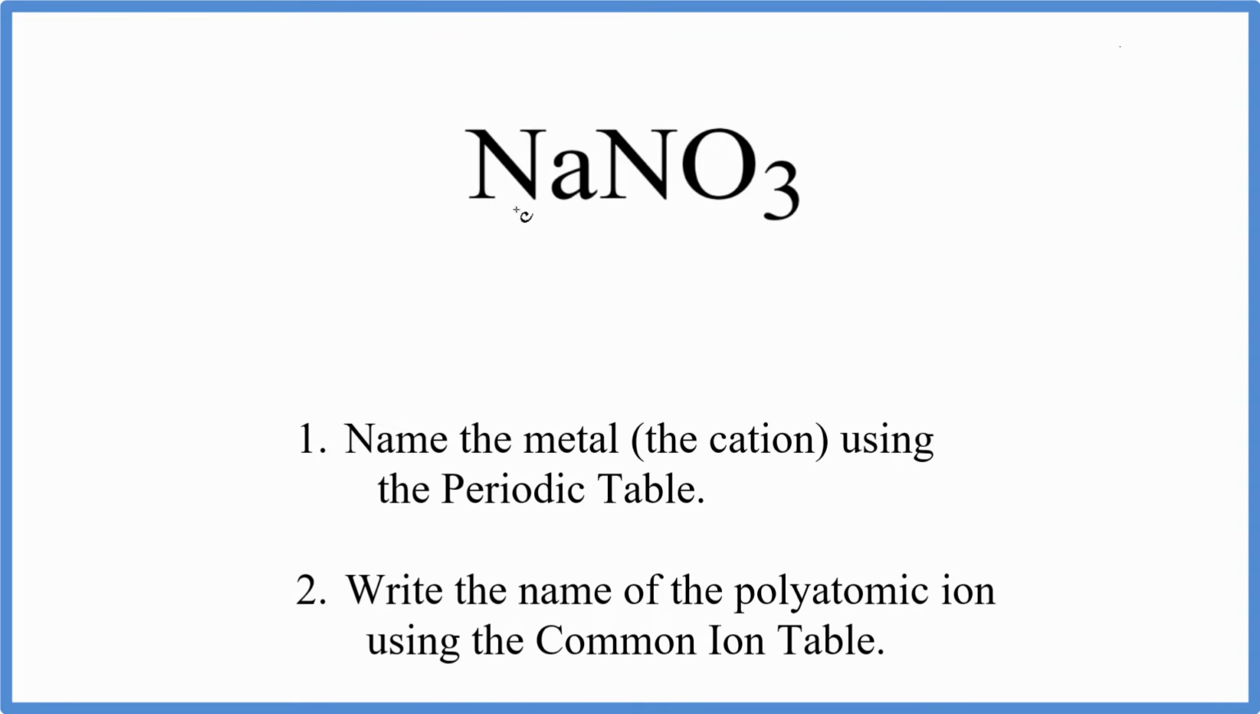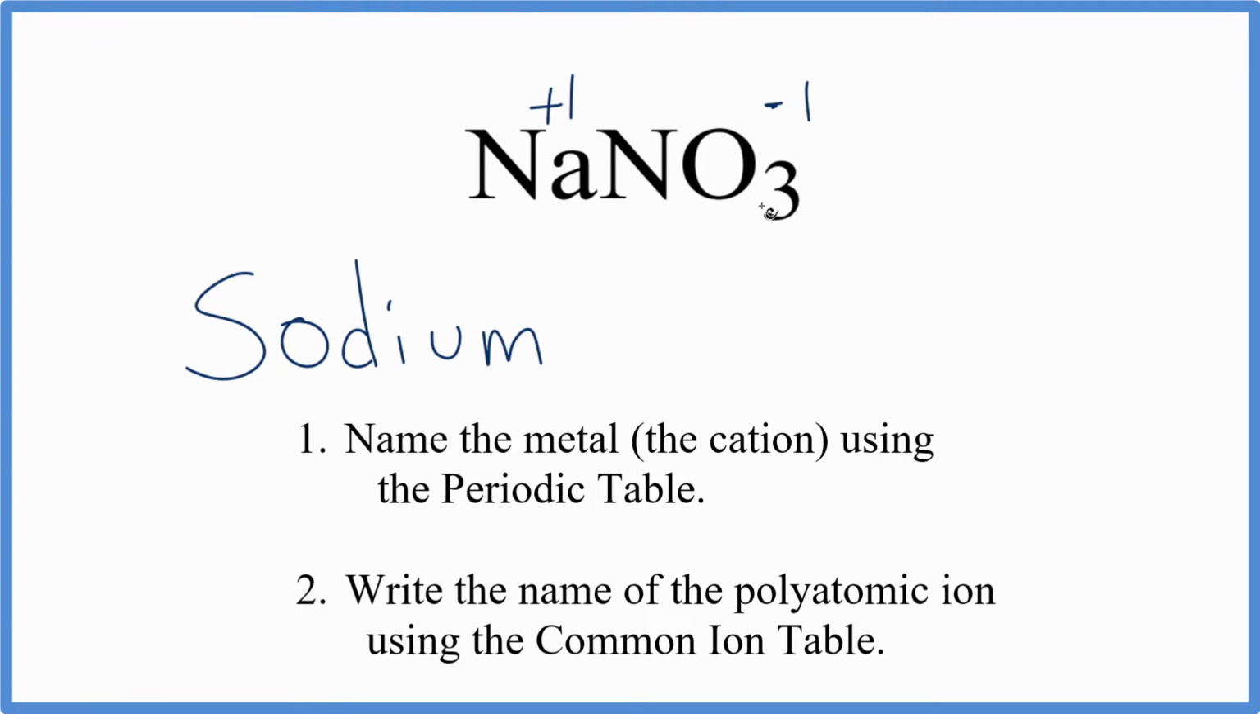So we have this metal, sodium, and then we have this group of nonmetals, this NO3. And the NO3 is the polyatomic ion. So what we'll do, we know that sodium has a +1 charge. That means this whole NO3 here is going to have a -1 charge, and that -1 applies to the whole NO3. So we can name Na by looking at the periodic table, and that's called sodium.